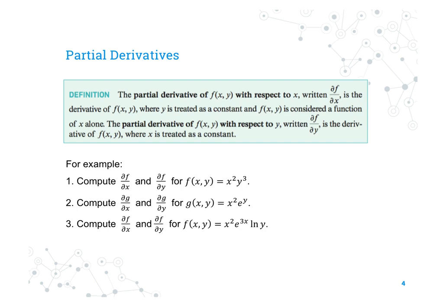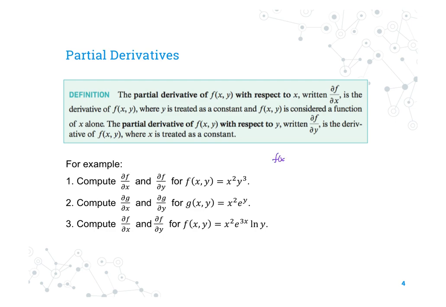So I've given you a few functions here to try to find your partial derivative with respect to x and your partial derivative with respect to y as a good review. So let's look first at 1, where we've got f of x, y equals x squared y cubed.